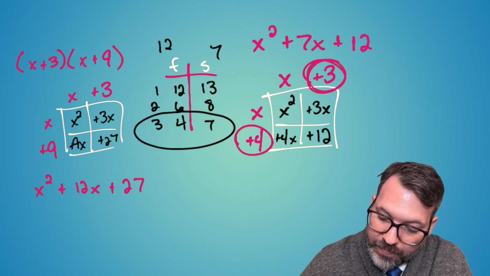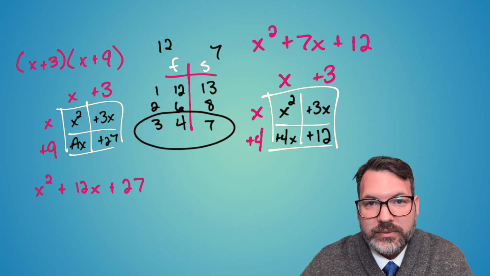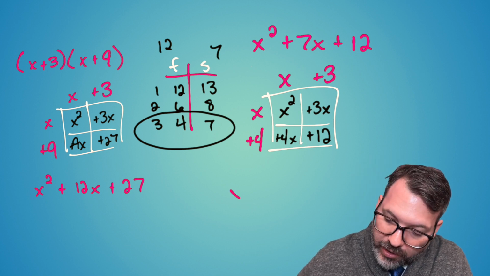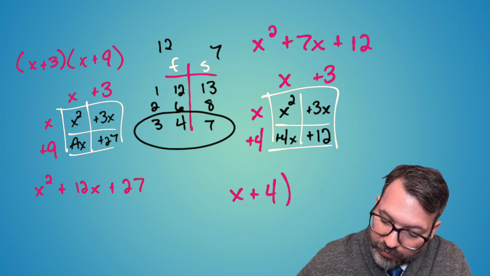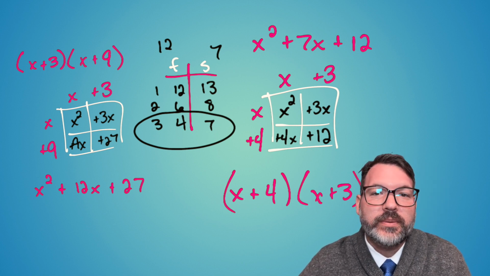Is it true that a 3 times a 4 would make a 12? And the answer is yes. And so we can say that x squared plus 7x plus 12 must have come from the binomial factors x plus 4 times x plus 3.